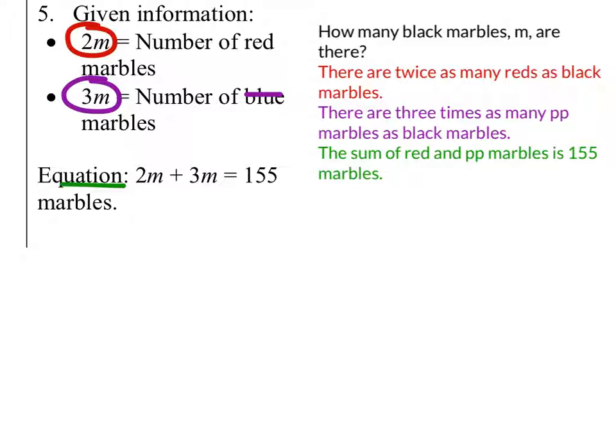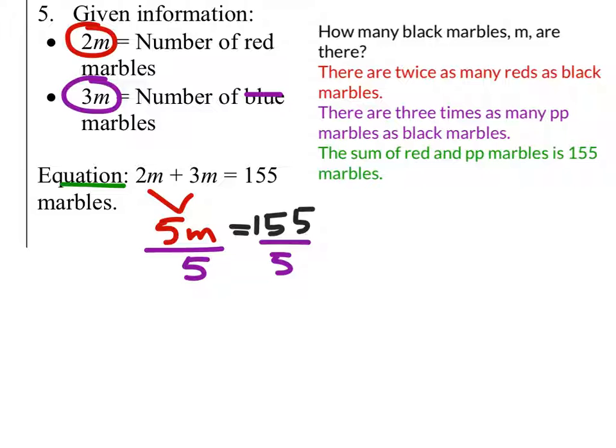Now what we must do is solve it. So when I solve for m now, we'll figure out how many black marbles there are, which will in turn allow us to figure out how many red marbles and then perverted purple ones. So I could combine my m's. 2 m's and 3 m's would give us 5 m's, which equals 155. Now when I divide both sides by 5, again this will tell us how many black marbles there are. So the 5's cancel out, and this looks to be 31.